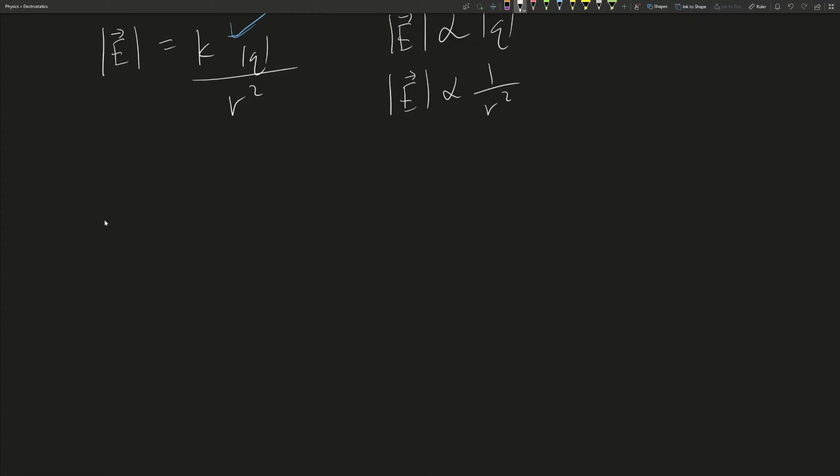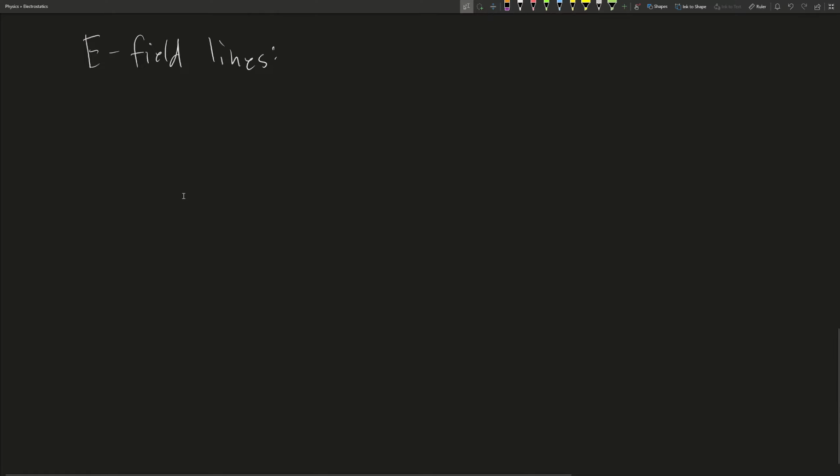Next, let's talk about electric field lines. Field lines are a way to visually represent the electric field coming from a charge, and they follow some rules. First of all, they're not actual things. There's no field line in real life that goes from charges or between charges. It's just a representation of the electric field in a volume, in a space.